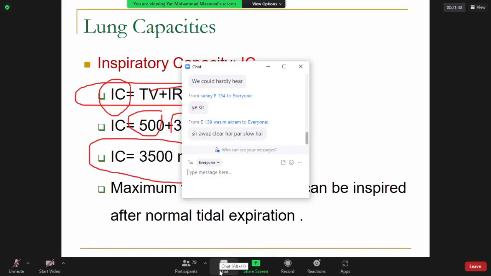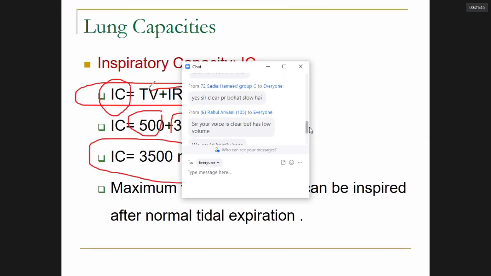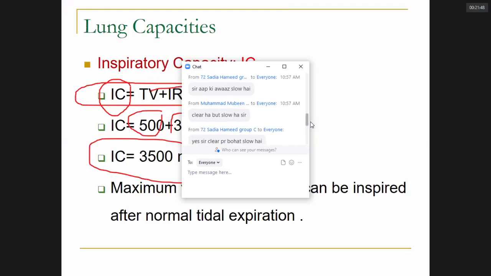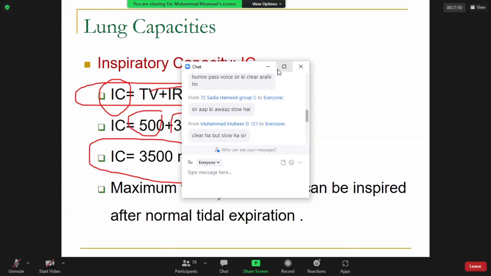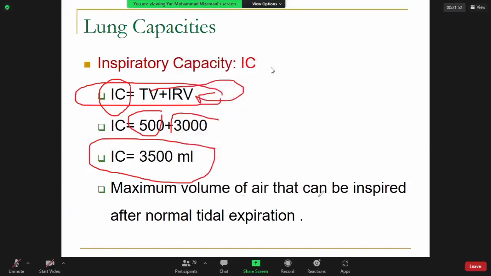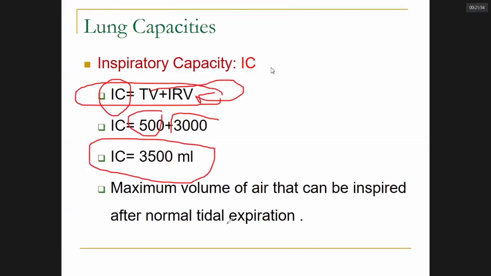ये आपको ज़बानी याद हो या आप calculate कर सकें. अगर हम definition पे आएं तो inspiratory capacity में हम ये भी कह सकते हैं it is the sum of TV and IRV, और हम ये भी कह सकते हैं maximum volume of air that can be inspired after normal tidal expiration. The maximum volume, deepest possible volume of air that can be inspired after normal tidal expiration, right?